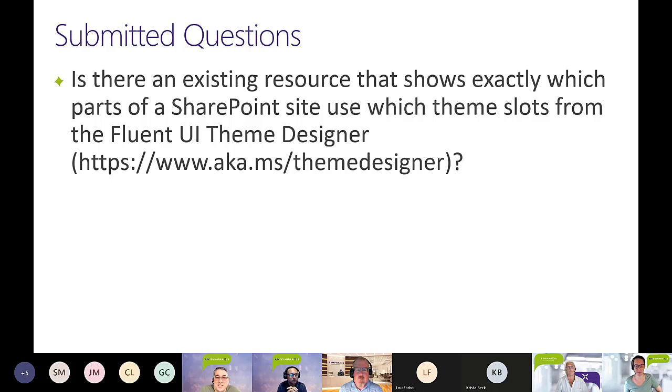So the question is, is there an existing resource that shows exactly what parts of a SharePoint site use which theme slots? So the short answer to that is there isn't an out of the box way in the theme designer to say this color goes with this widget, this color goes with this, the suite bar uses this, this, and this. There are a few resources out there, or a few folks that have done some research on this.